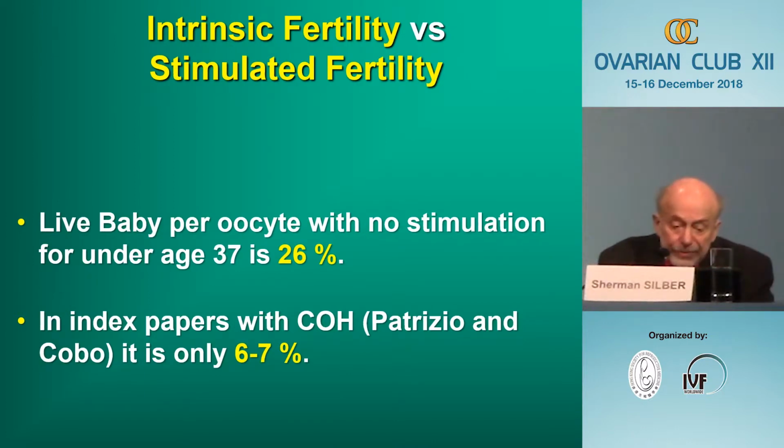So here's just that summary. The live baby rate per oocyte with no stimulation or minimal, for under 37, is 26%. But the index papers keep showing it. It isn't just the original paper of Fabrizio that showed the limit and the paper by Cobo, but more papers are all showing that with controlled ovarian hyperstimulation, you can expect about a 6 to 7% live baby rate per oocyte.